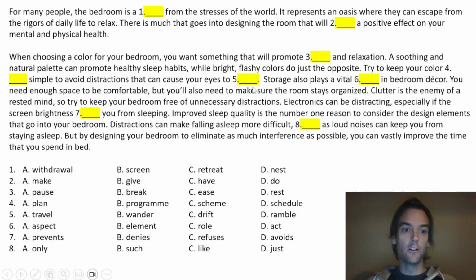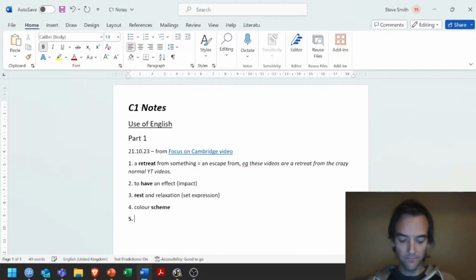Number 5 is a really common C1 question. Distractions in your bedroom will cause your eyes to, does this happen during class? Your eyes start looking for your friends and start looking out the window. What are your eyes doing? They are wandering. So you could say your eyes are wandering. Maybe we need the meaning here, because the expression is your eyes wander, but what does it mean? It means your eyes move away from where they should be, move away from the point of concentration.